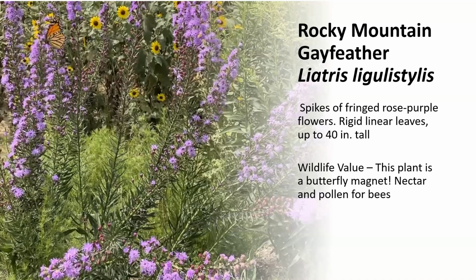Rocky Mountain gayfeather, where the name has actually changed from the one that's on the list, which is Liatris punctata, which is also native, blooms in August and September. Definitely a good plant. But this plant, the Liatris ligulistylis, is a butterfly magnet. It's crazy how attractive this is for butterflies. Spikes of fringed rose-purple flowers up to 40 inches tall. This is a super great plant. It's not easy to find. We have them in our nursery, but this is a Plant Select plant, and they're not easy to find. But super pollinator attractive.